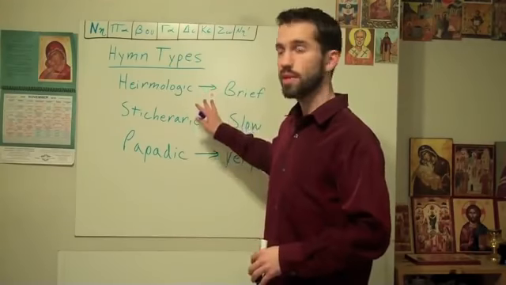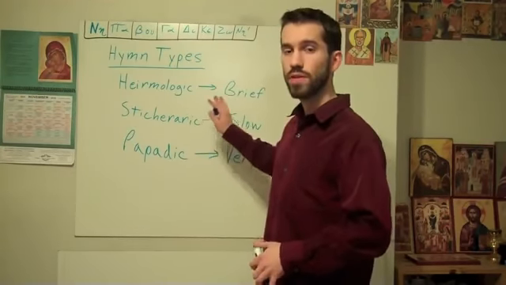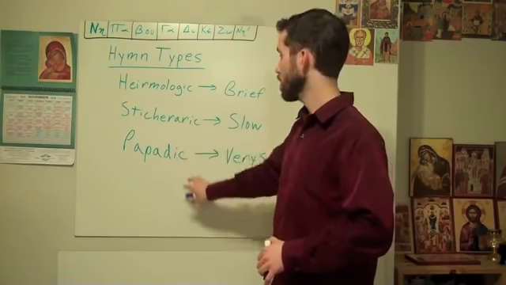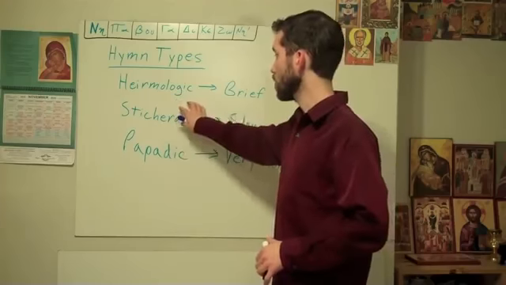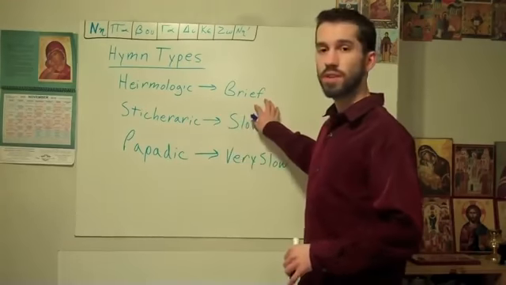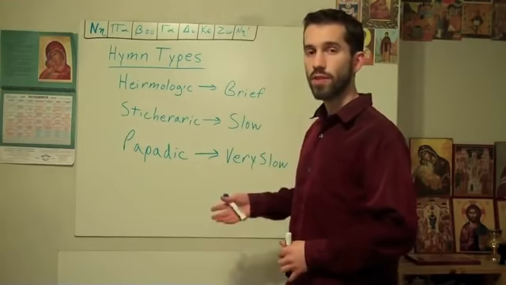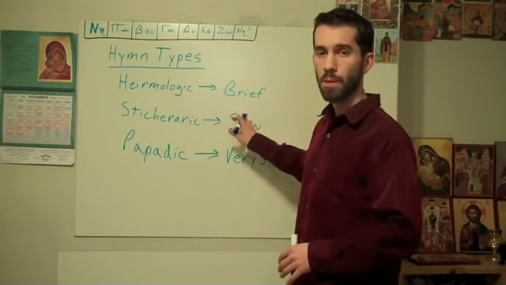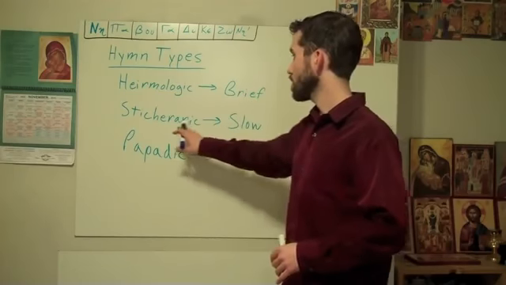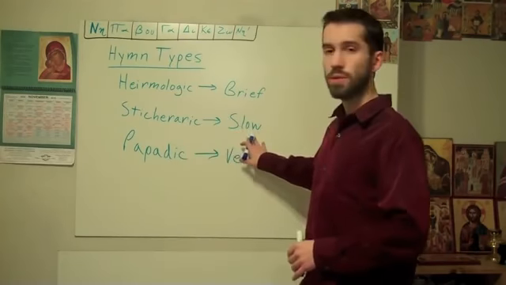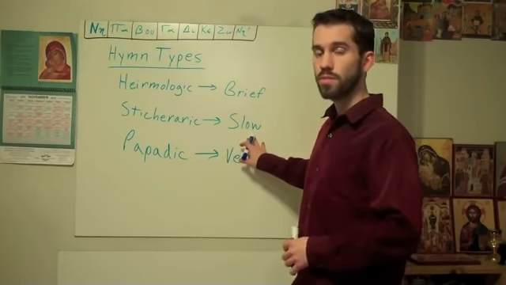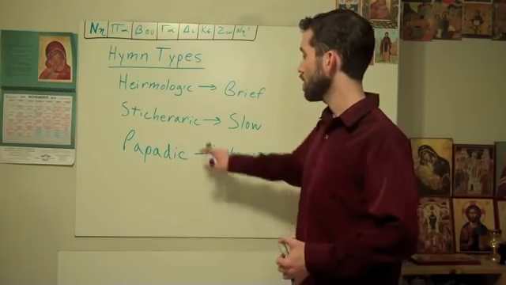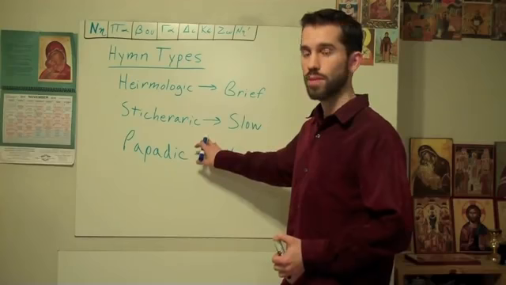As you look through hymns, there are, in general, 3 different types of hymns that you'll find: the irmologic, the stichiraric, and the papatic hymns. Irmologic hymns are the brief style hymns, sung in a rather quick fashion, and these normally have 1 syllable per note, or 1 note per syllable. The stichiraric are a slower version, which are normally for bigger feasts or when there's more time in the services, and these normally have multiple notes per syllable.